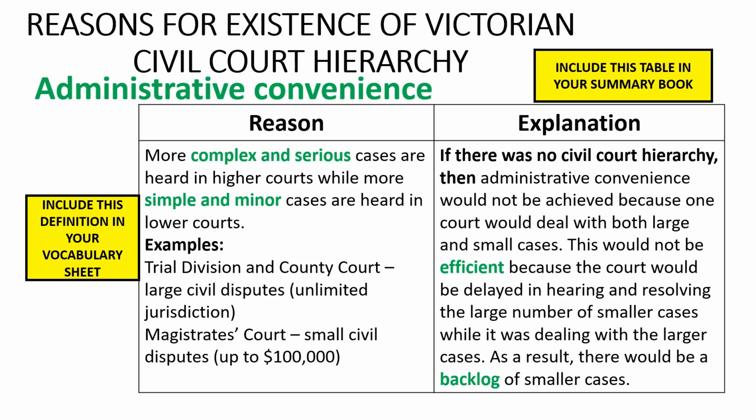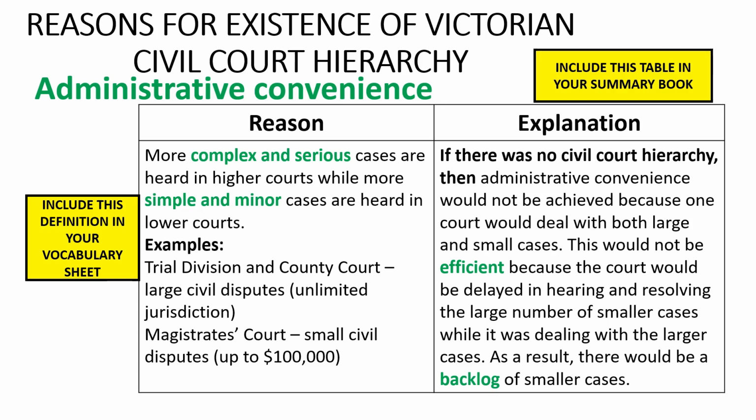It's very important that you can use examples to illustrate how the Victorian civil court hierarchy achieves administrative convenience. Here are two examples. The first example is that the Trial Division and the County Court have unlimited jurisdiction to hear civil disputes. Large civil disputes can be very complex and involve millions of dollars. It is more efficient for these kinds of disputes to be dealt with by the Trial Division and the County Court, while smaller civil disputes are dealt with by the Magistrates' Court, because otherwise these large civil disputes would delay the hearing of the smaller civil disputes.